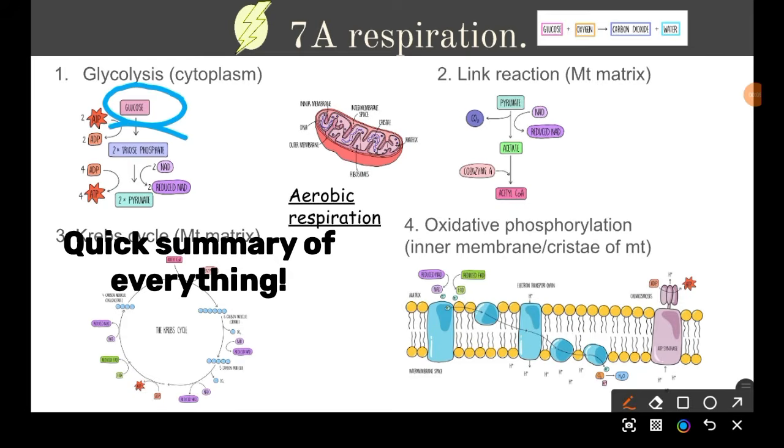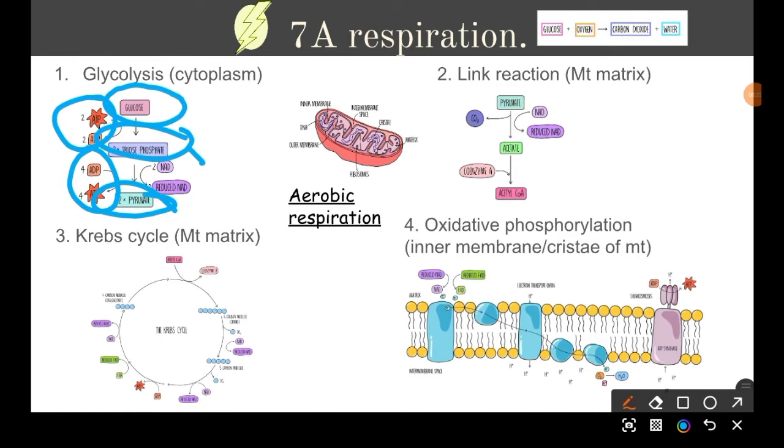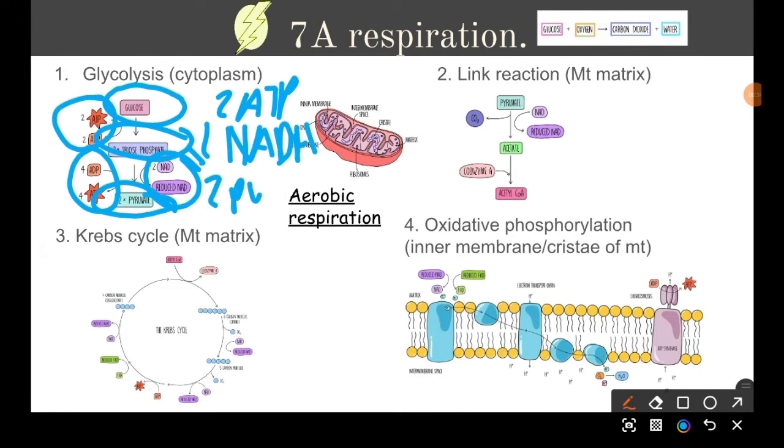Glucose from our food. We add a phosphate to it to make it more reactive so that we can split it into two. We split it into two and then we made it into pyruvate. In this process of making it into pyruvate, we used 2 ATPs and we made 2 ATPs. So we have a net yield of 2 ATP. And then we also made 2 NADH, reduced NAD. And we also have 2 pyruvate. We're done. Okay, these two pyruvates, they go to the link reaction.